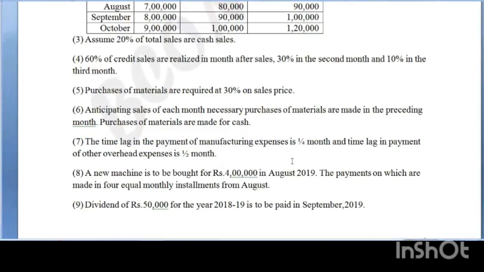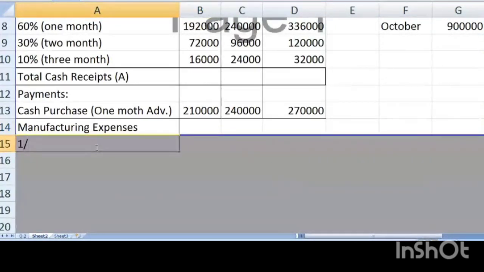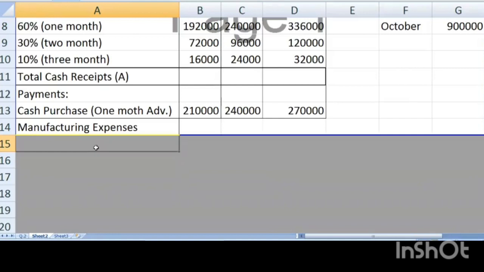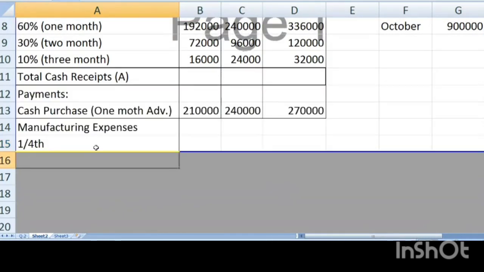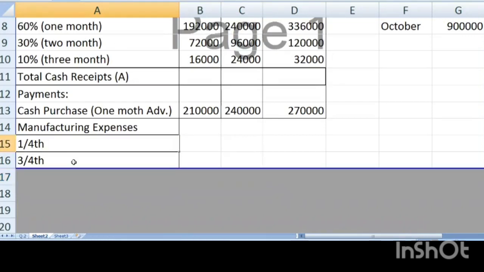Manufacturing expenses. How the manufacturing expenses is paid? So the time period is given here. Time lag in payment of manufacturing expenses is 1/4 month. That means we will divide the amount into two parts. One is 1/4 and another is 3/4. And 1/4 for which month? Previous month. And 3/4 for which month? Current month.